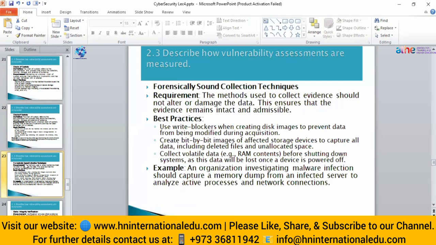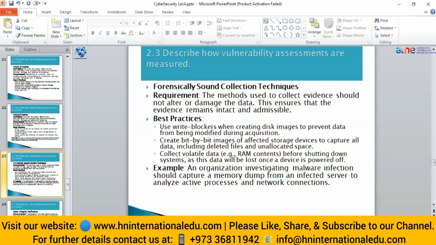Now, forensically sound collection techniques. This is another method that can be used to collect the evidence, which shows that the evidence is not altered or damaged, and that it remains intact. The best practice is to use a write blocker when you create the disk image, to prevent data from being modified. You can create a bit-by-bit image of the affected storage device, meaning you capture all the data, including deleted files and unallocated space.